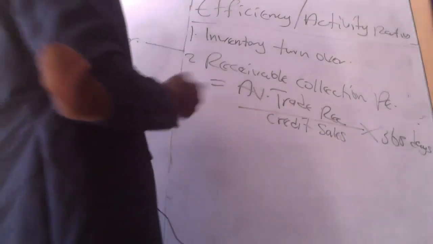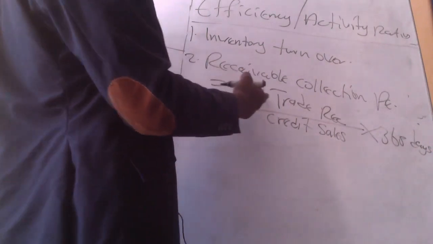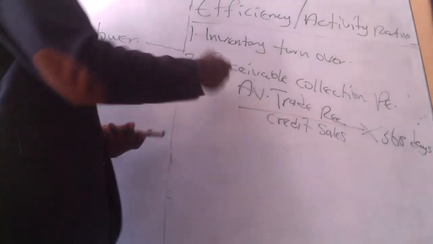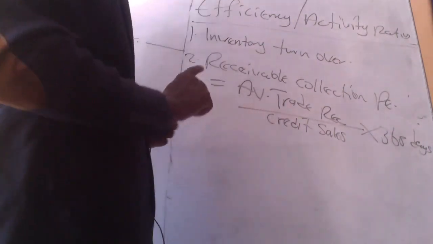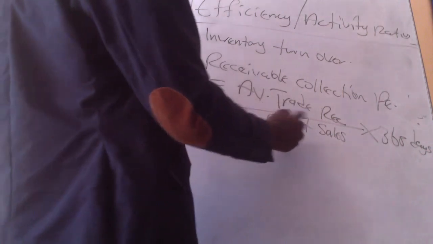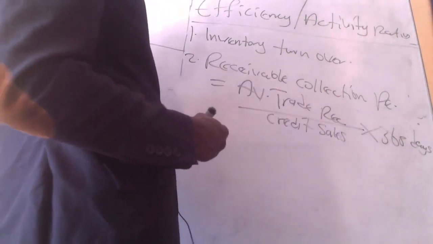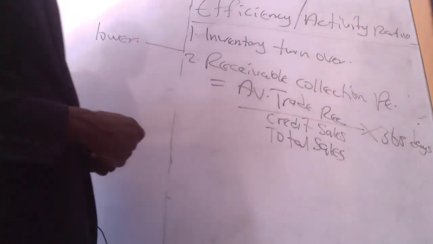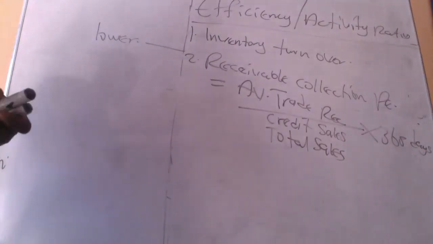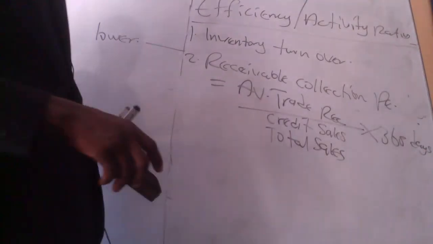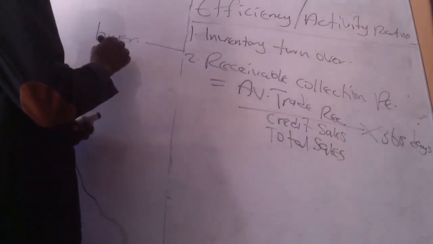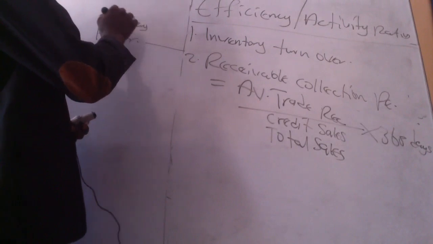Now, the rule for average also applies here. Anywhere you see average in ratio, the rule that we saw under the inventory also applies. Now, if credit sales is not given in the question, please use the total sales. So that is it. I am done with the receivable. Here too, the benchmark is preferably 30 days.